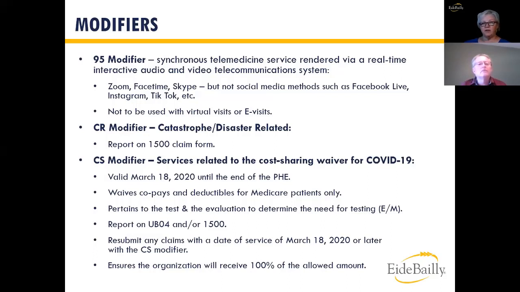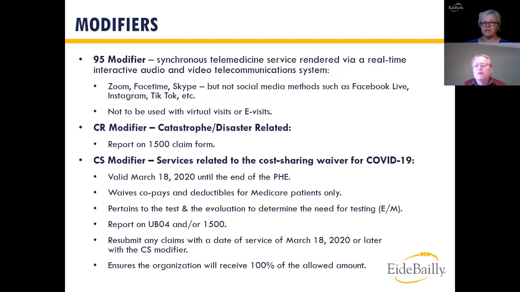The CR modifier is going to be reported on your 1500 claim form. And the CS modifier are for services that are related to the cost sharing waiver. So a lot of states have come out with rules, as well as Medicare has said that from March 18th on until the end of the public health emergency, they will waive copays and deductibles for Medicare patients.